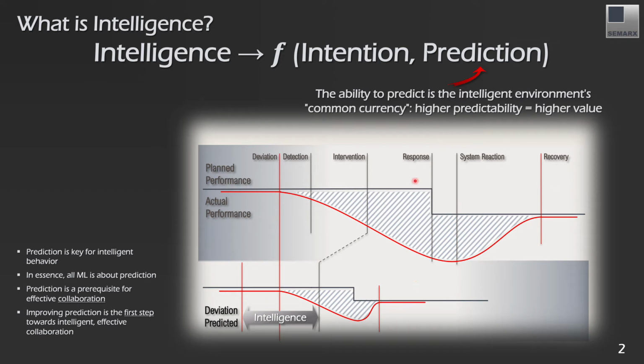The ability to predict in an intelligent environment is a kind of currency. The higher the level of predictability, the higher the value of the people who do the prediction or the environment itself.